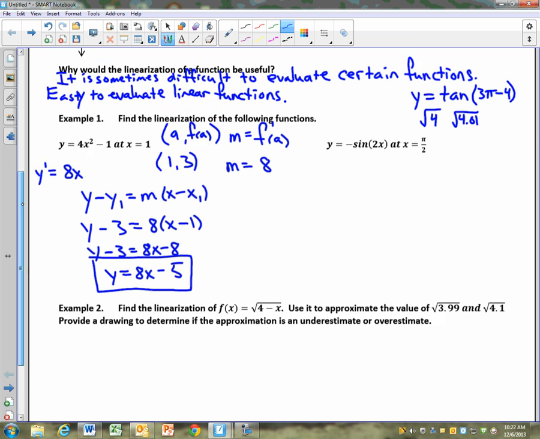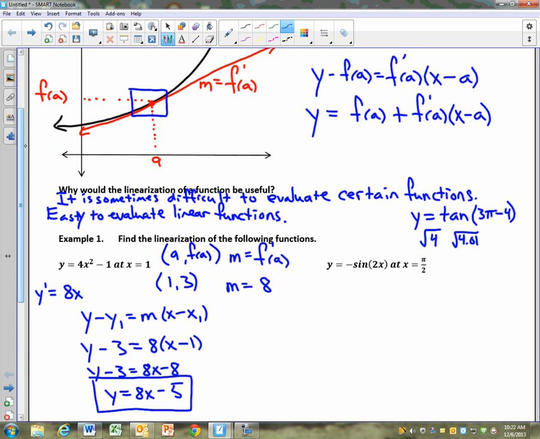Now, if I plug in 1.01, that's not that far away, is it? But what if I chose to plug in 8? It wouldn't be a very good approximation anymore, would it? So if you want to find values, they have to be very close. Okay, let's do the next one.